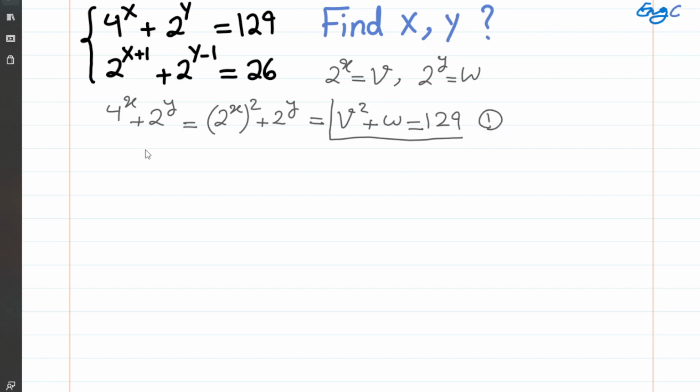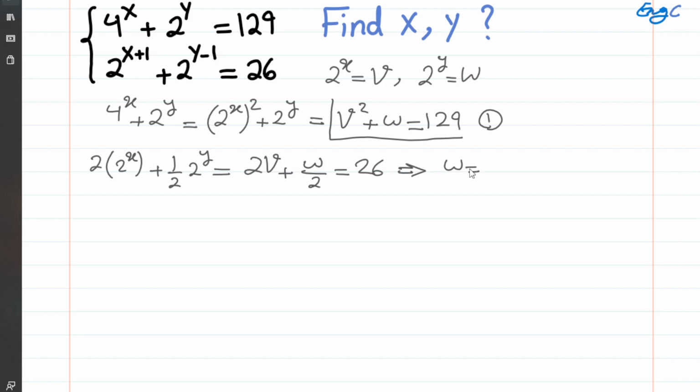Now, let's do the same trick for the second equation. 2 to the x plus 1 is effectively 2 times 2 to the x. And 2 to the y minus 1 is just 1 over 2 times 2 to the y. And we know from the change of variable names, it's 2 times v, and then it's w divided by 2, equal to 26. From here, I can find w as a function of v. You can see that w is equal to 52 minus 4v, just a reshuffling of what we have. So this is the second equation.